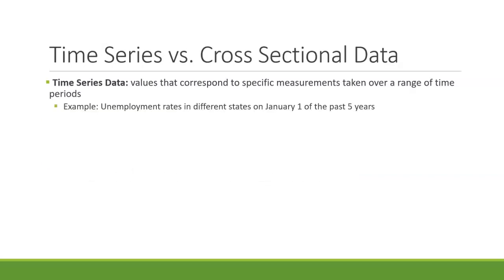Now, let's talk about the difference between time series and cross-sectional data. So time series, it's there in the name, it's values that correspond to a specific measurement taken over a range of time periods. So an example here would be if we took the unemployment rates in a couple different states and we took that data from January 1st of the past 5 years and we compare it. Right? So we would have January 1st of 2017, January 1st of 2018, 2019, and we would have our different unemployment rates for each one.